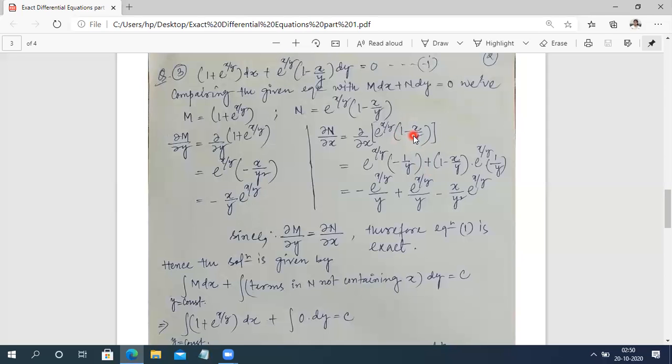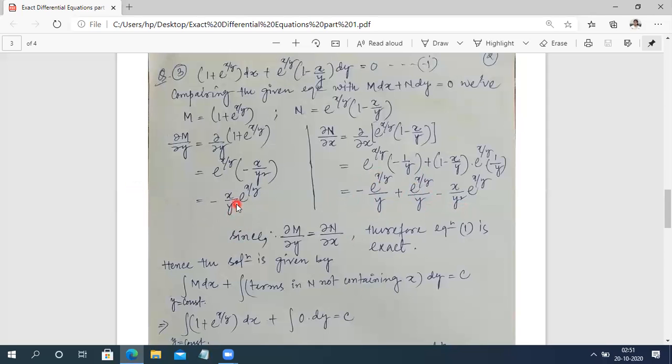and the partial derivative of e raised to the power x by y gives e raised to the power x by y into 1 by y, because here y is constant. So after the simplification, it will be like this, and this is nothing but the value of del n upon del x. These two terms will get cancelled now. So del m upon del y is equal to del n upon del x.